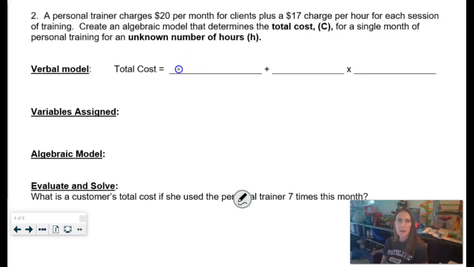That would be, well, we'd have to consider the monthly charge, because maybe eventually the trainer raises or lowers that monthly charge. So monthly charge, or fee.